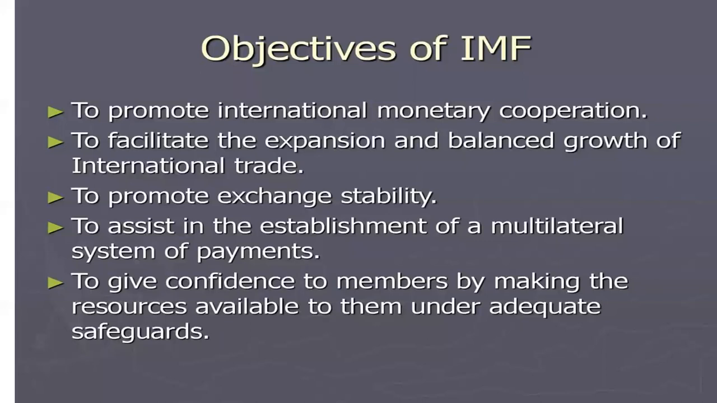Then we have objectives of IMF. What are the objectives of IMF? To promote international monetary cooperation. We have seen this, to facilitate the expansion and balanced growth of international trade. Balanced growth of international trade, we have seen. To promote exchange rate stability. IMF supports in maintaining the exchange rate stability. Then to assist the countries in establishment of a multilateral system of payment. If any country wants to establish a multilateral payment system, IMF assists them.